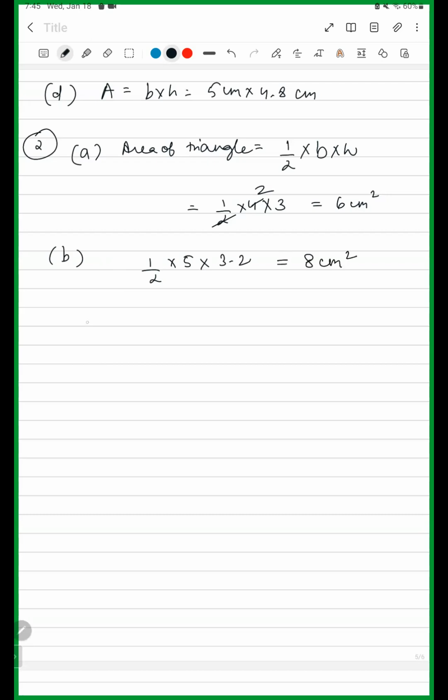Centimeter square. Very good. Then area of triangle is equal to 1 by 2 multiplied by B multiplied by H. So the final answer will be 6 centimeters square. Very good. Okay, can you tell me what is the base? The base is 3 centimeters. 3, and then height is? 4 centimeters. Very good. So this is equal to 6 centimeters squared. Okay. Next.